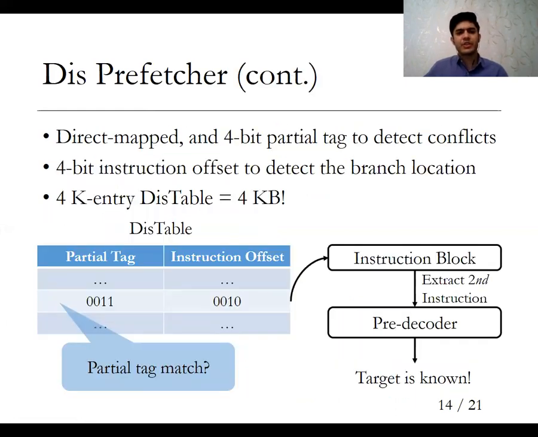This figure simply shows an overview of this prefetcher. It uses this table to hold this metadata, which is partially tagged and direct-mapped, and looked up by the block address. We empirically found that a 4-bit partial tag is good enough to have a good balance between the accuracy and the storage cost of this table. Consequently, each entry of this table contains a 4-bit partial tag and a 4-bit branch instruction offset. We have used a 4K-entry table requiring only 4 kilobytes.